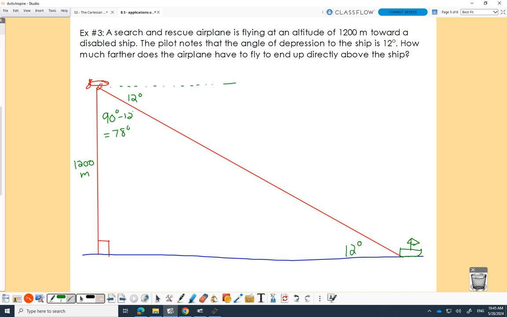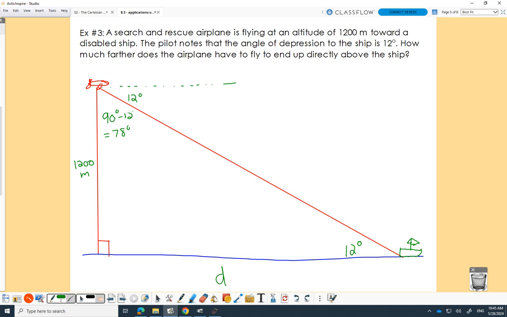Now what does the question ask? How much farther does the airplane have to fly to end up directly above the ship? So what I really want is this distance here. It's that moment you relax again. Your heart slows down. Happiness returns to the kingdom because you're like, I've got the label of the right angle triangle. Now I can do this.